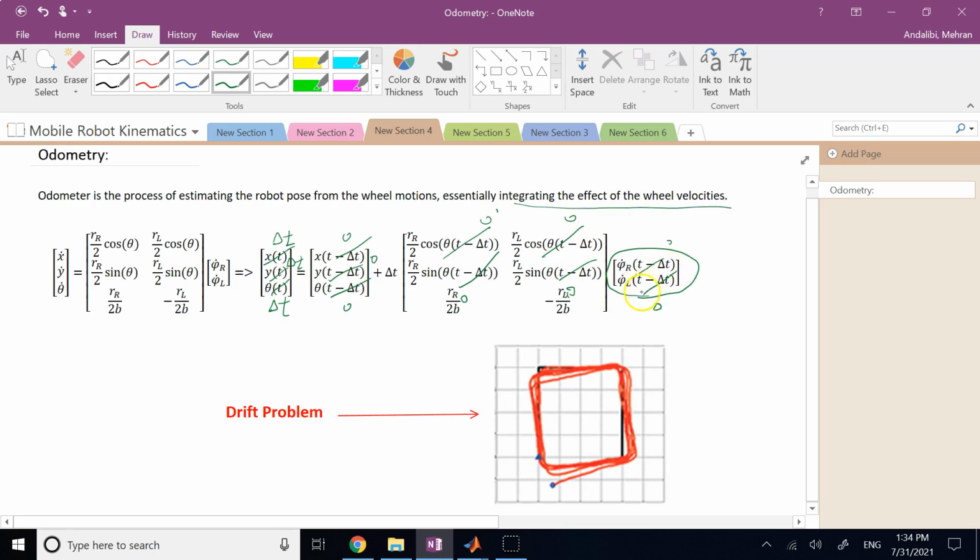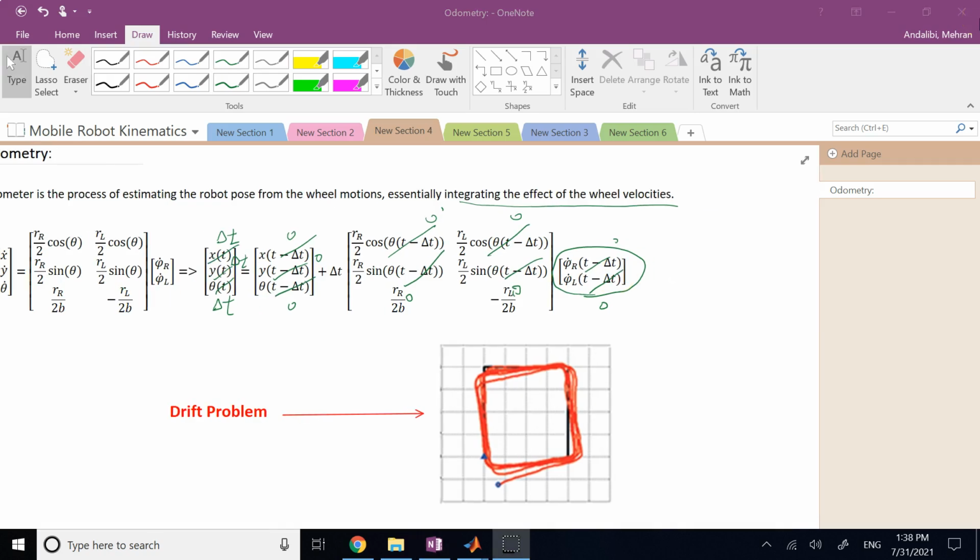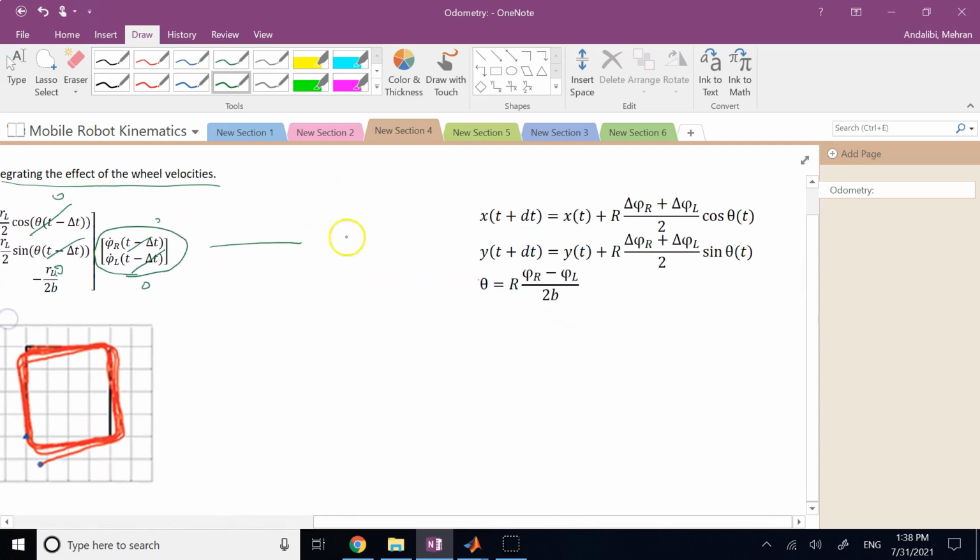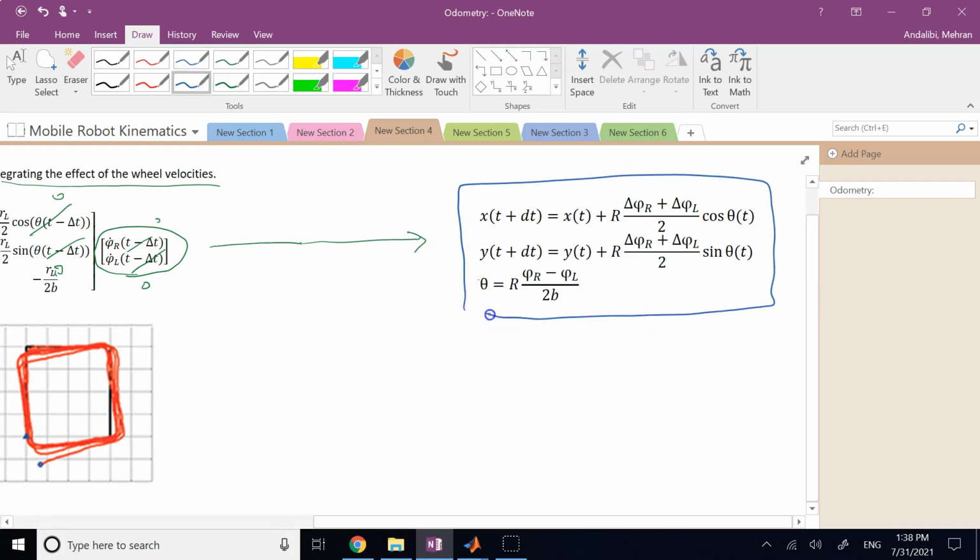Now, many times your angular velocities are not directly given from your encoders to you, because not all encoders have velocity feedback. Most of the encoders only give you an angle. They don't give you an angular velocity. And if that is the case, then you have to change these equations to only use the angles from the encoders and no angular velocities. If you modify them, you will get these equations here on the right hand side, which are almost the same as these, except they're based on the angles.